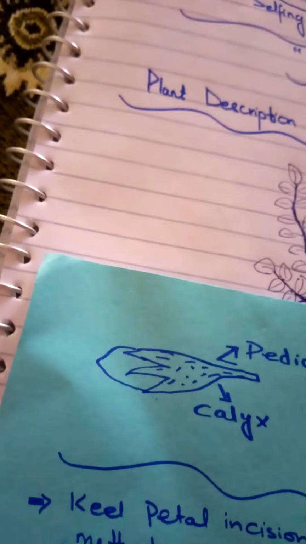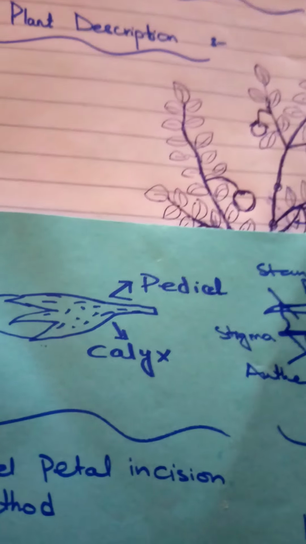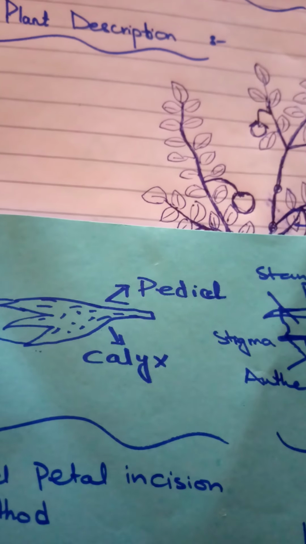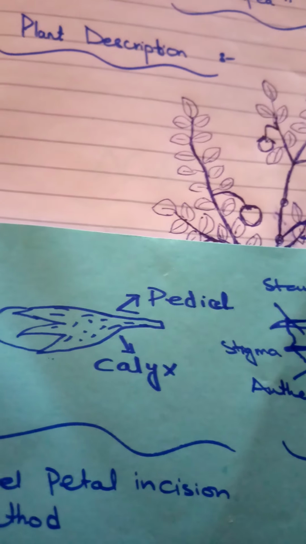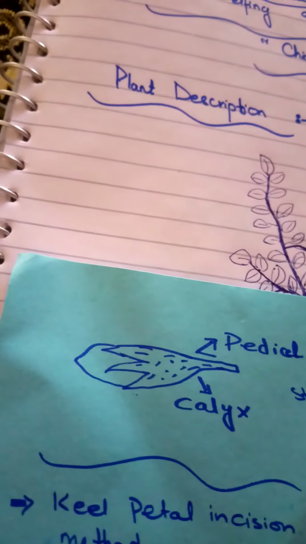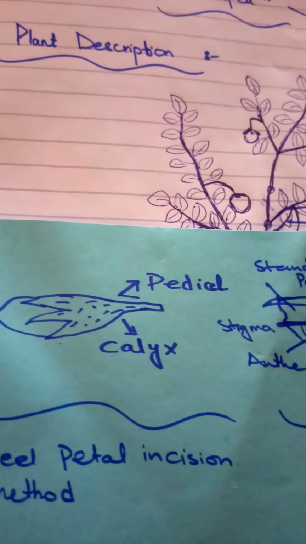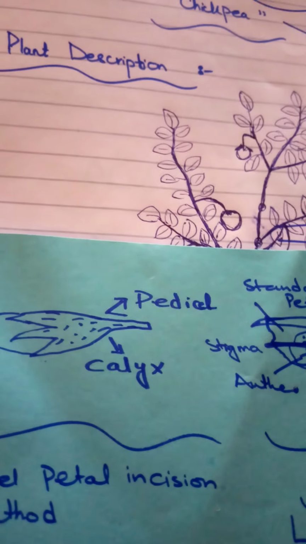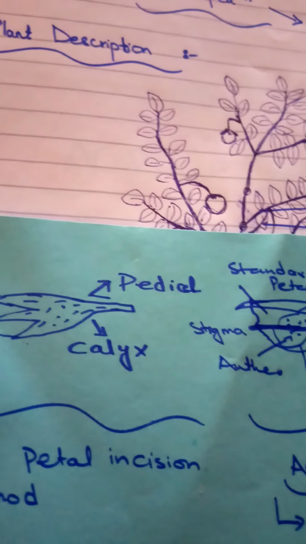So you can do this keel petal removal method, and after exposing the stigma, you have to put the pollen grains which you have selected from the male part onto the female part. In this way you can do your keel petal removal method. And after doing this, similarly as you have done in the keel petal incision method, you will just tag it to remember the date on which you have done the incision, or to remember the cross pollinated bud, and in this way you can do cross pollination in chickpea.